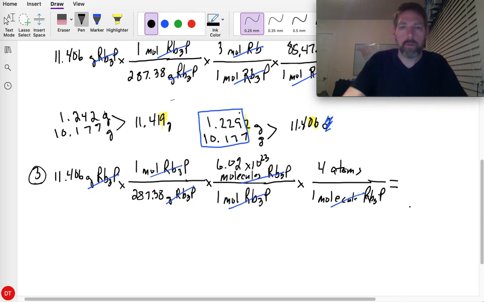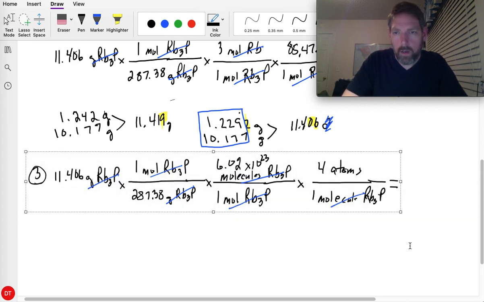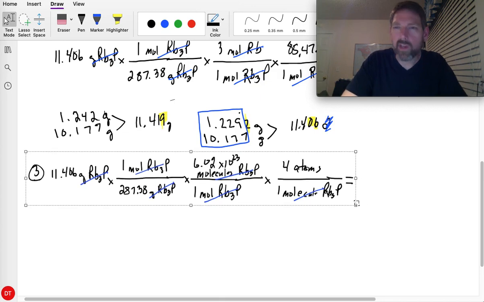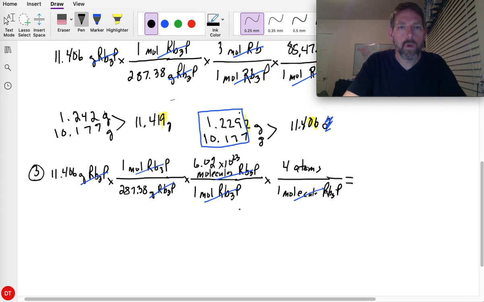So let's see. I'm just going to shrink this down so I can keep it all on one page for you. All right. So yeah, let's multiply all this stuff right here.